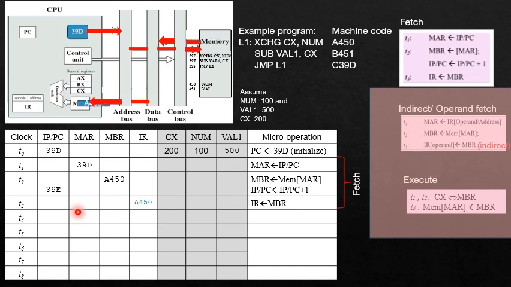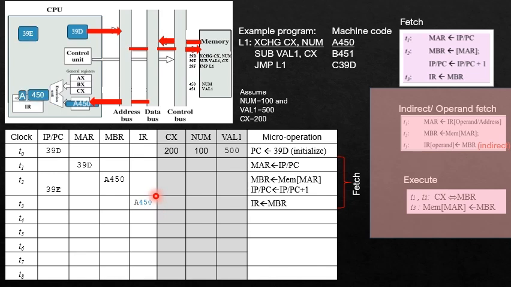So the A450, that represents the exchange instruction, will by the end of T2 reach MBR, as shown by this table and animated in this diagram. Then the third micro operation is to transfer the instruction exchange to IR. Why IR? Because the instruction register is the place where the instruction will be decoded or interpreted by the processor through the control unit. So after this micro operation, the instruction in hex is now in the IR register.